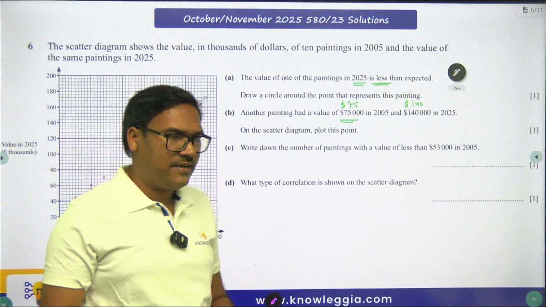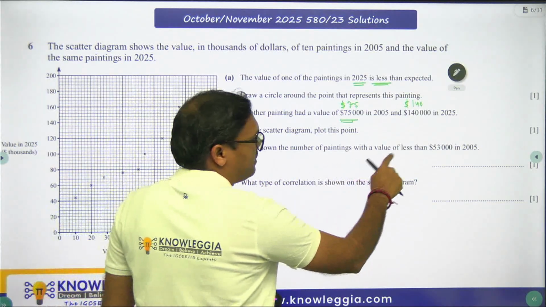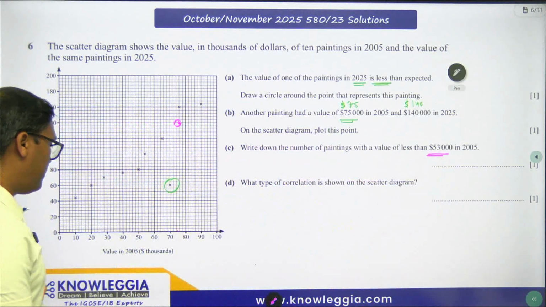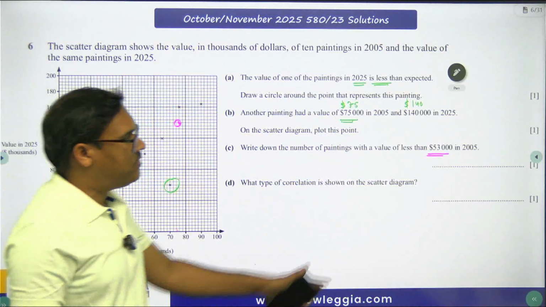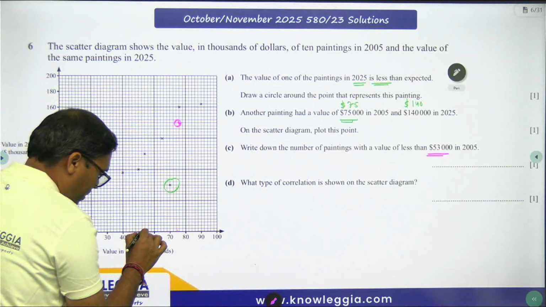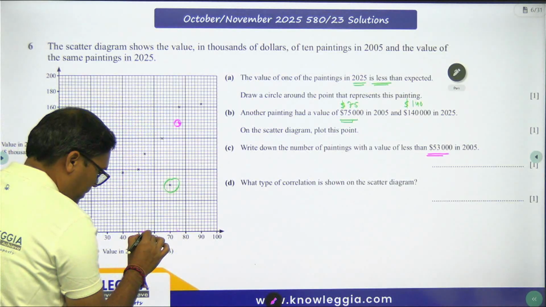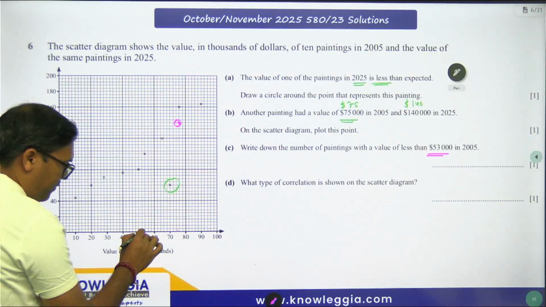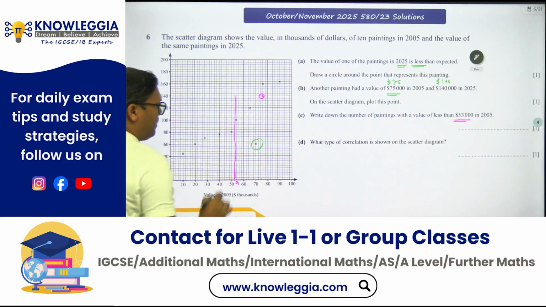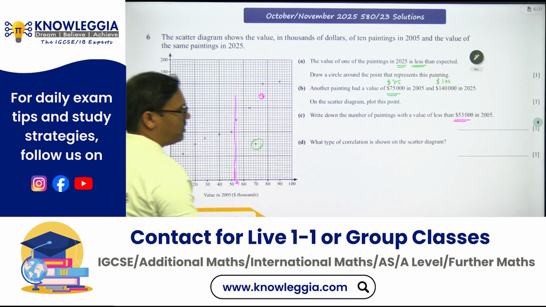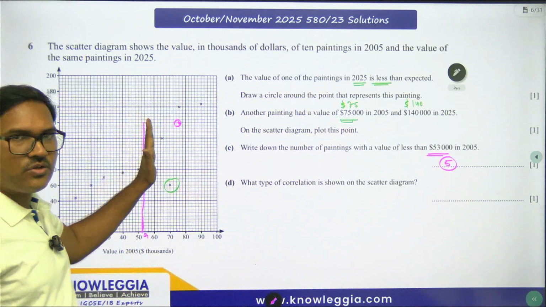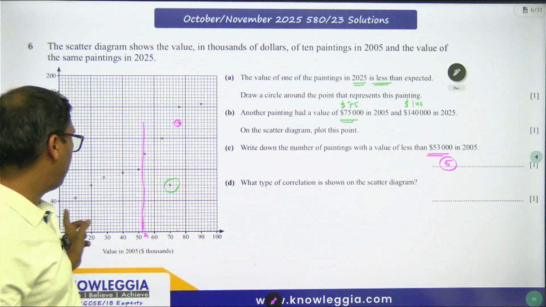In this question, you have to just read the diagram. Write down the number of paintings with a value of less than $53,000 in 2005. So this is $53 in thousands. Where do we plot this? This is 52, 54. So this will be between them, and we want values less than this. How many values are less than this? 1, 2, 3, 4, 5. So this is the answer. Corresponding to 53, just draw the line, and below that, how many values are there? You can see there are 5 values.